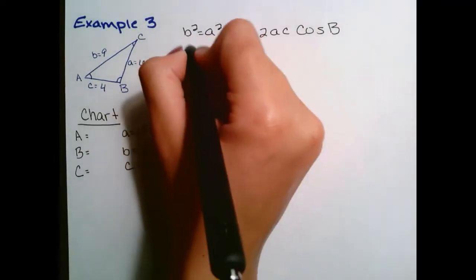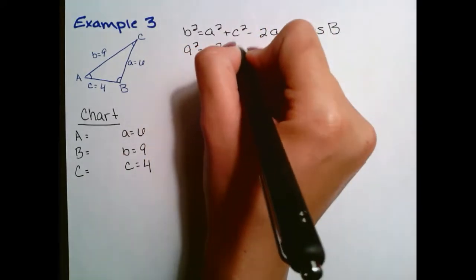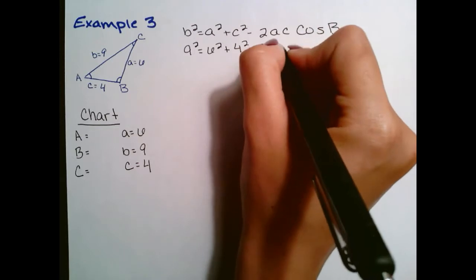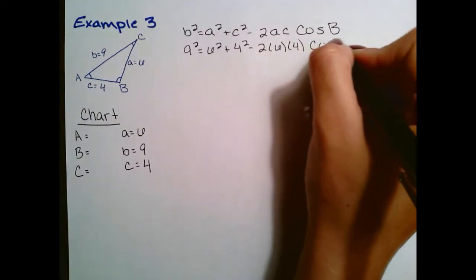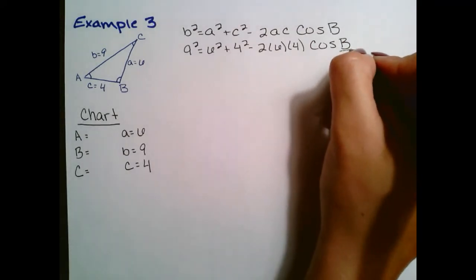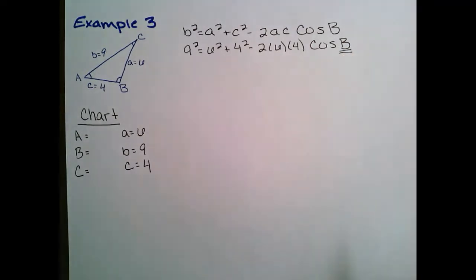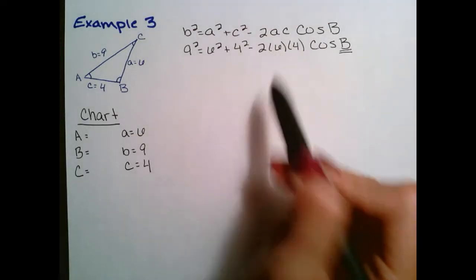So we write 9 squared equals 6 squared plus 4 squared minus 2 times 6 times 4. And we don't know big B, so we leave it just like that. Now, if I want to find cosine of B, I need to start working inverse operations. So remember that when you are working backwards to solve for a variable, you're going to do PEMDAS backwards. So we're going to work with the addition and subtraction first. Do not move this 2 because it is multiplied to the 6 and the 4.